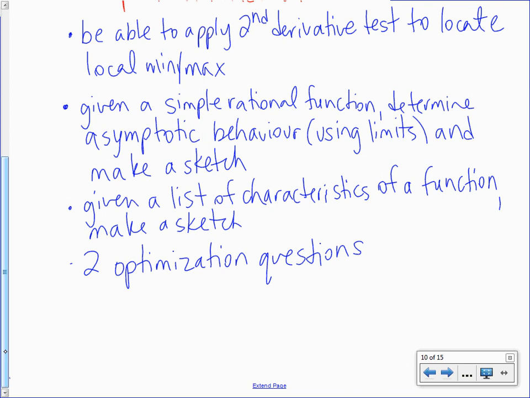We won't be given a function and then have to draw a vertical. No, it won't be like that. This one will be more like, I give you a list and you have to make a sketch that fits every category of the list. So do you guys want us to do one of those?